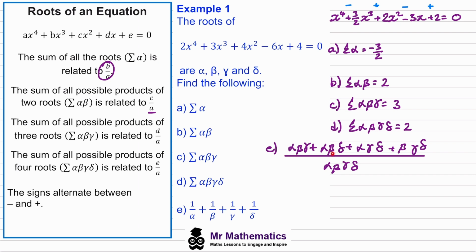And we know the numerator is the sum of all possible products of the three roots, which we know is 3. And the denominator we have here, this is 2. So for part E, this will simplify to 1.5 or 3 over 2. Okay?